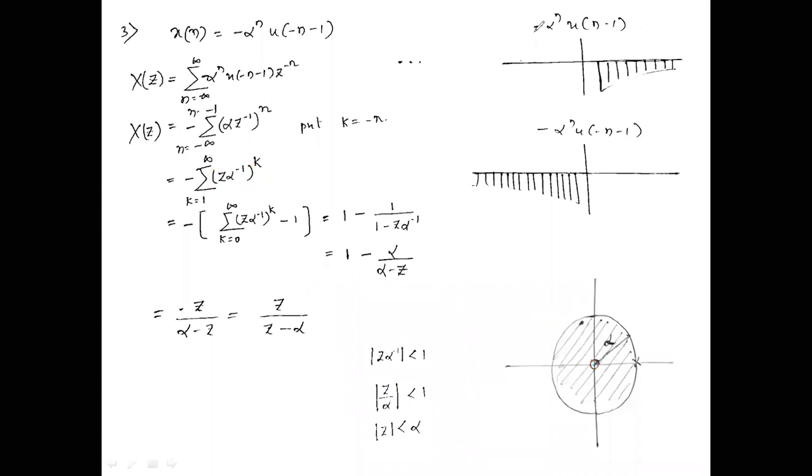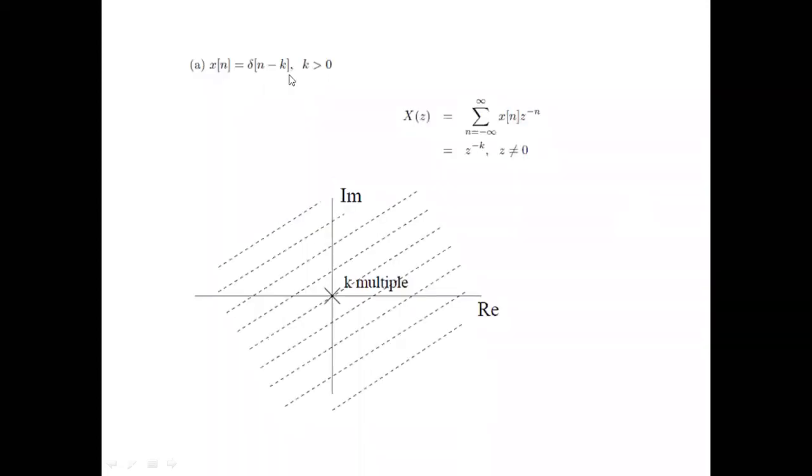Now, what about an impulse, by the way? An impulse contains only a single sample, delta of n minus k. If k equals 4, the signal exists at 4. If k equals minus 3, it exists there. This is only a single sample. So what is it going to contain? Summation of x of n z to the power minus n. The amplitude is a single value, magnitude 1, and it exists at k. So the Z transform is z to the power minus k.